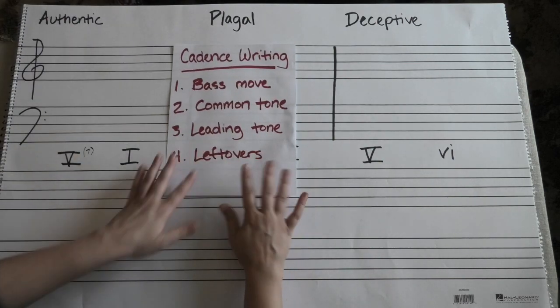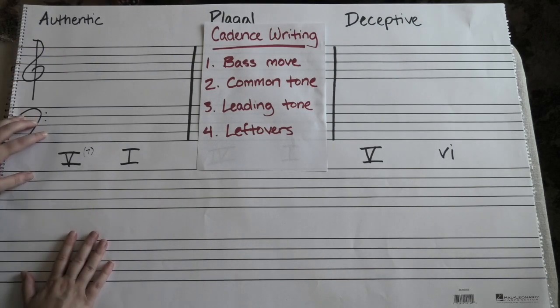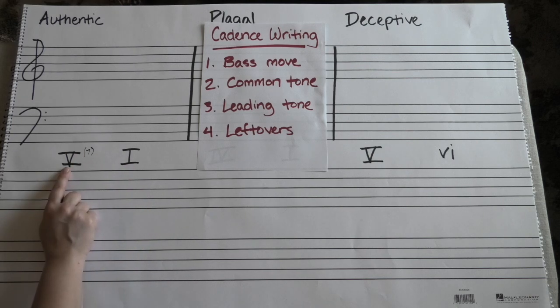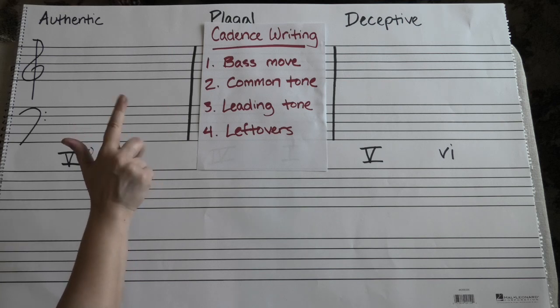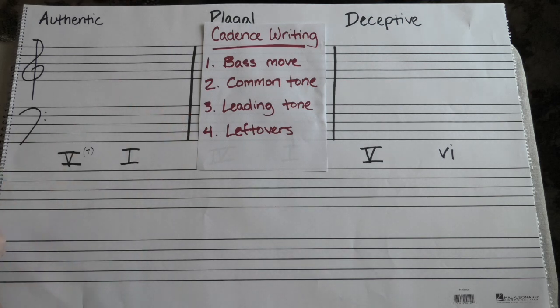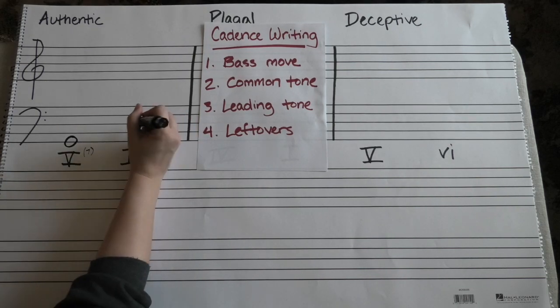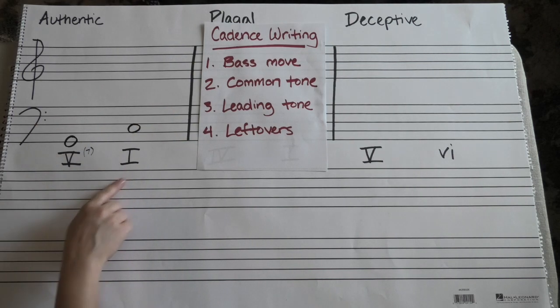I'm going to move our cadence writing steps back up here. So we are in the key of C, which means that the bass line for 1 is going to be C. For 5, the bass line is going to be G. Do, re, mi, fa, so, C, D, E, F, G. Okay, so our bass line is going to go from G, I'm just going to choose one, how about here? G to C.